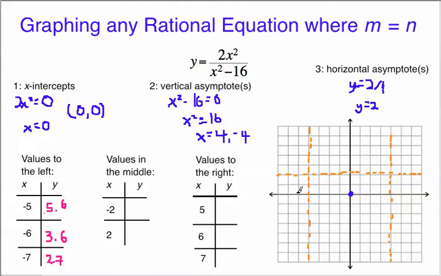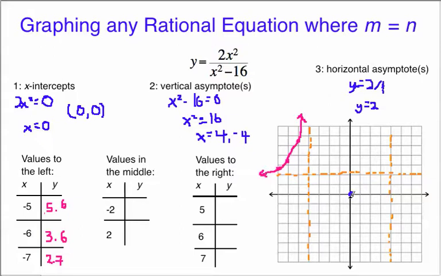So we've got negative 5, comma 5.6. That's about 5.5, which would be about right here. Negative 6, 3.6 is about 3.5, which would be about here. And then negative 7, 2.7 is a little bit in between, kind of right here, not quite at 3, not quite at 2.5. Okay, and so then we draw in our smooth curve where it's just going to start nearing the asymptote there, and same thing here, it's going to go down and start nearing the asymptote but not cross it.